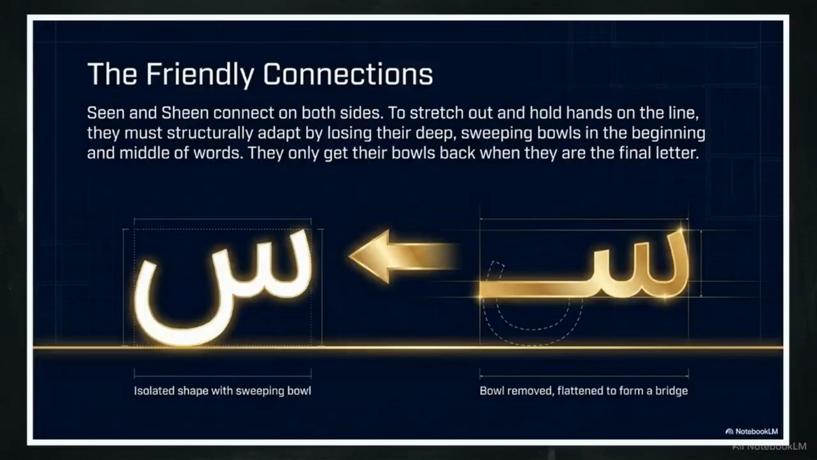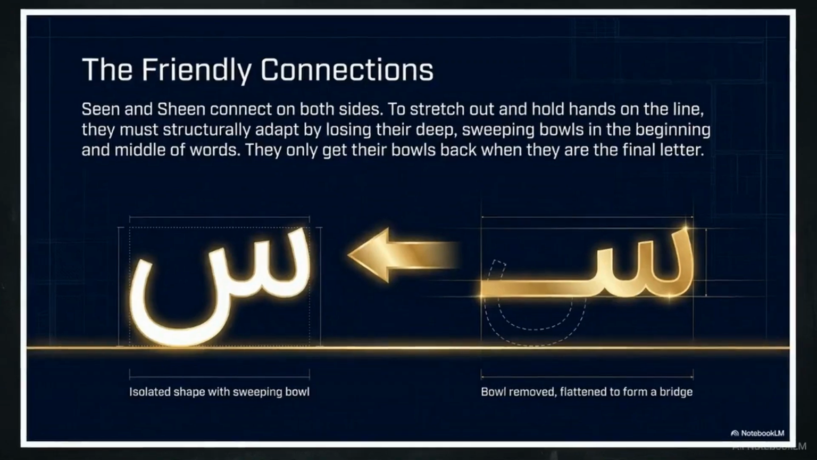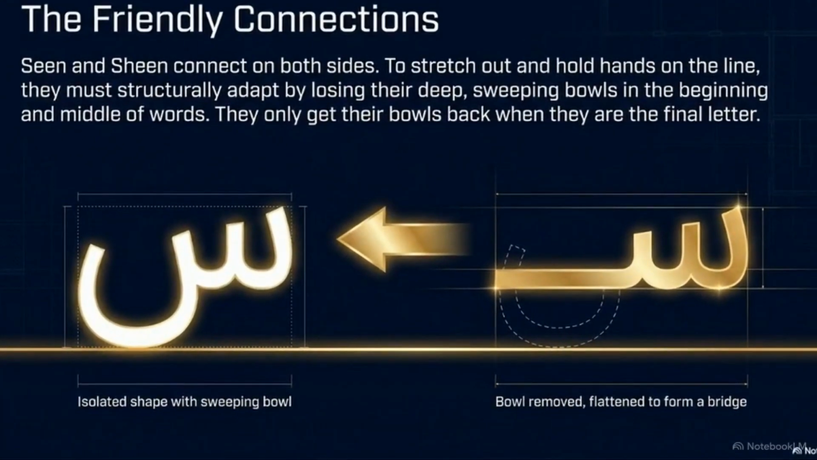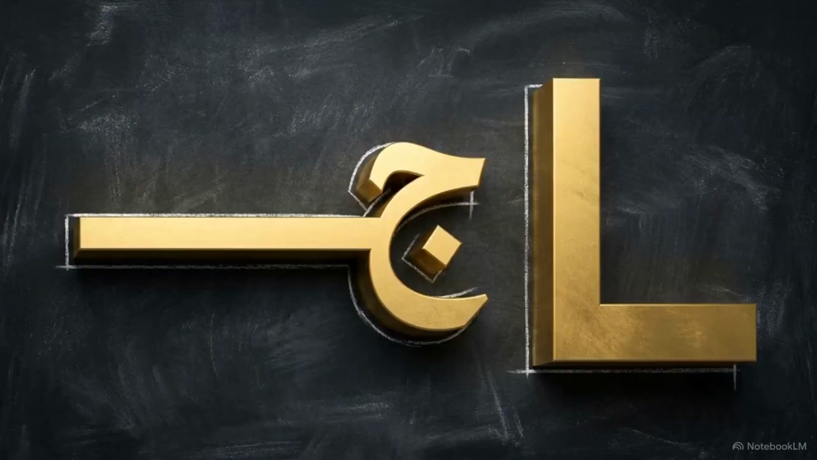Compare that to the friendly letters, Seen and Sheen. Watch as the letter Seen adapts. It loses its deep, sweeping bowl, flattening out onto the line to form a bridge so it can connect to the next letter on its left. Categorizing every new letter as either stubborn or friendly provides a consistent explanation for how any Arabic word is constructed.